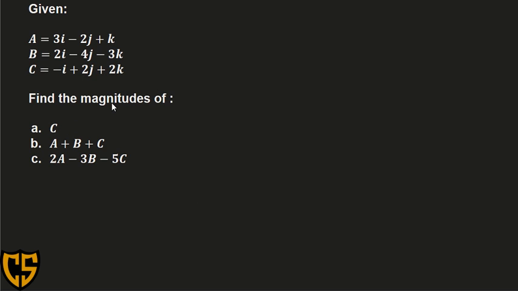Find the magnitude of C, the magnitude of A plus B plus C, the magnitude of 2A minus 3B minus 5C. So let's start with sa unang question. Magnitude sang C. Okay, for letter A, magnitude of C. So hapos lang, diretsyon na lang kita. Magnitude of C. So that will be square root of.